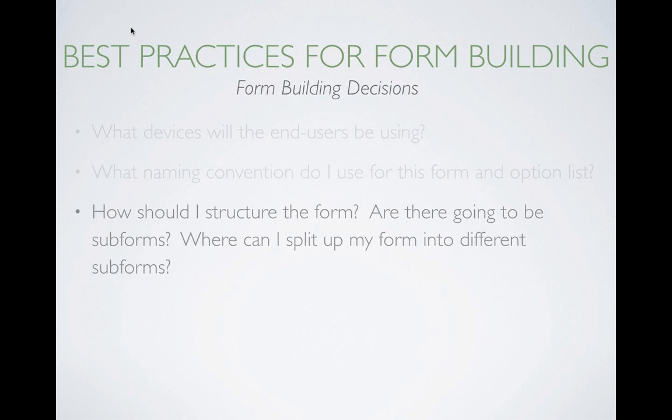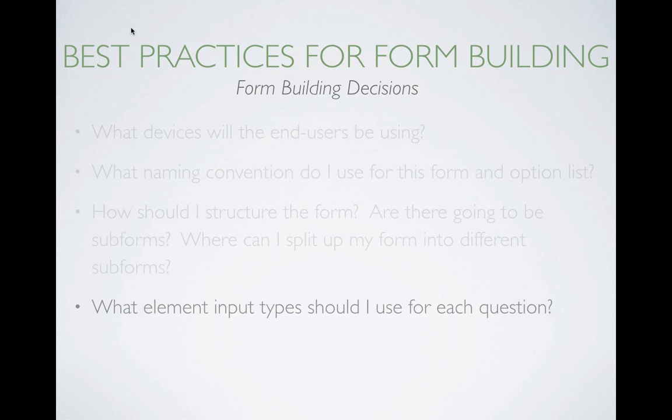The third here is, how should I structure the form? Are there going to be subforms, or where can I split up my form into different subforms? A lot of times that first step, like Ryan mentioned, is just replacing that paper form. So there are times where you may have a paper form that's maybe 10 pages and you don't necessarily know how to break up the structure, and instead of having 10 pages over 100 different questions on just one form, you're able to add these subforms, but making sure that there's a cohesiveness to the way that your form is built and the amount of subforms that you have.